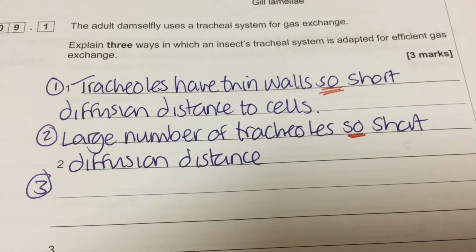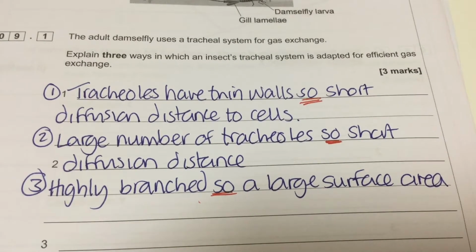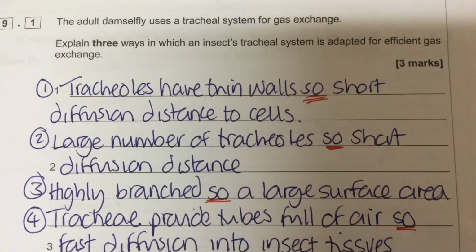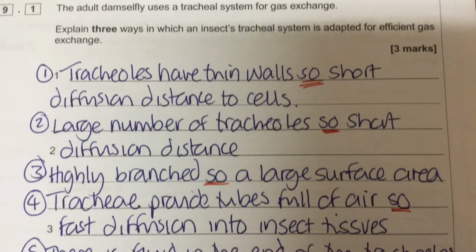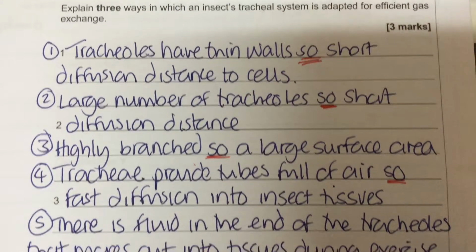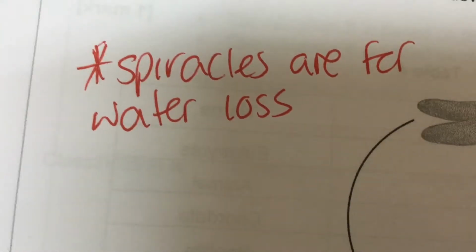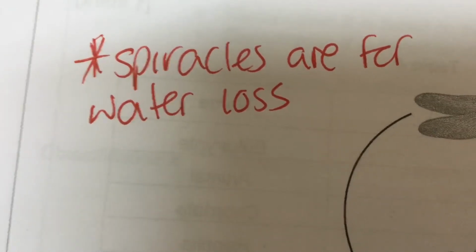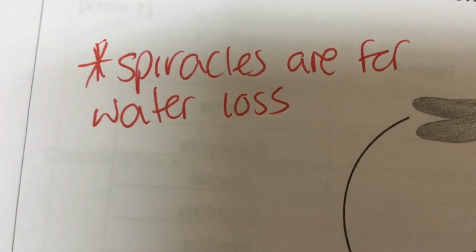There are a large number of tracheoles, so a short diffusion distance. They are highly branched, so a large surface area. The trachea provide tubes full of air, so fast diffusion into insect tissues. There is fluid in the end of the tracheoles that moves out into tissues during exercise, so a larger surface area. And the last mark you could have had was to say that movement of insects using their muscles moves air in the tracheoles and so maintains a diffusion gradient.